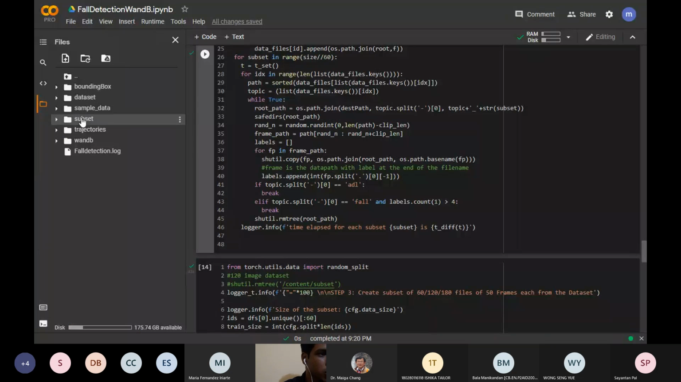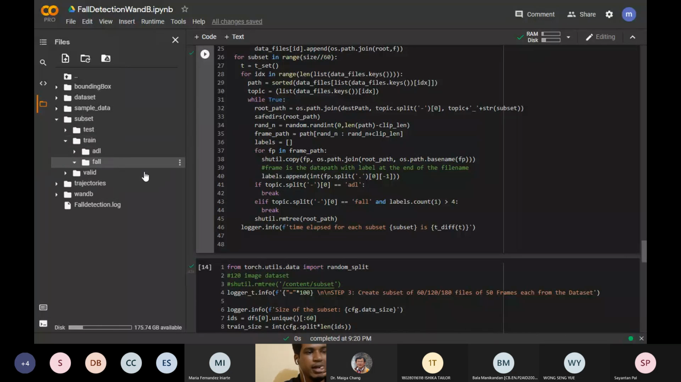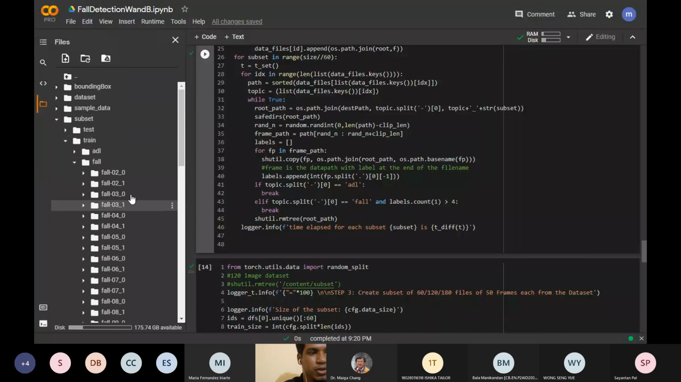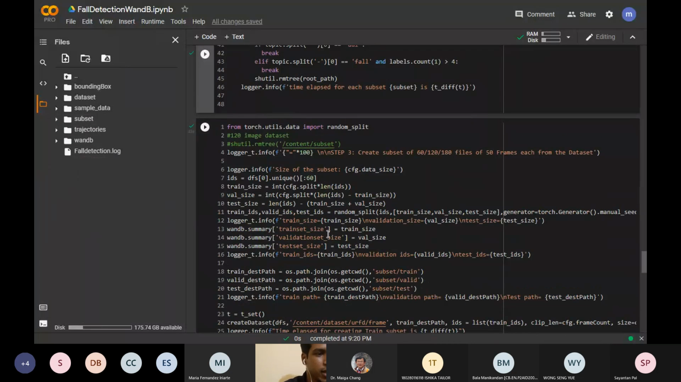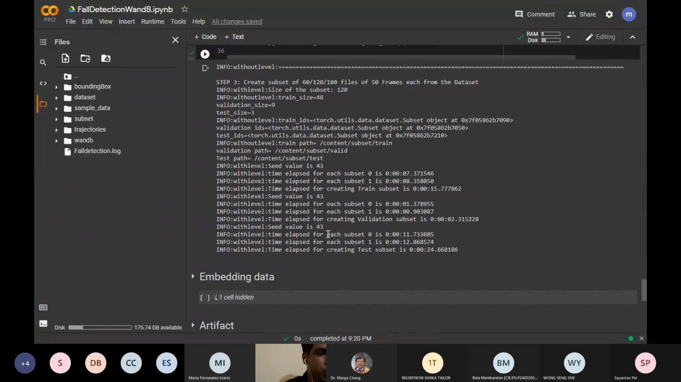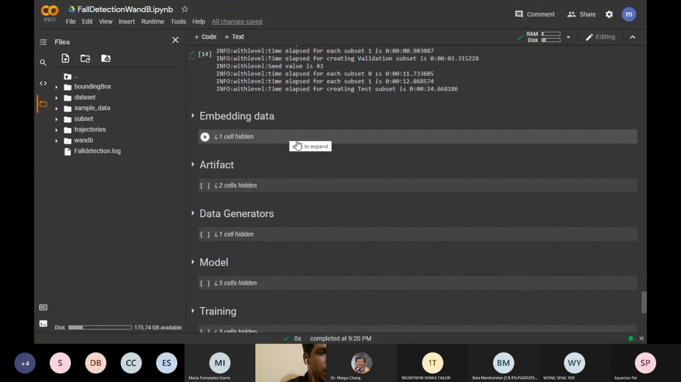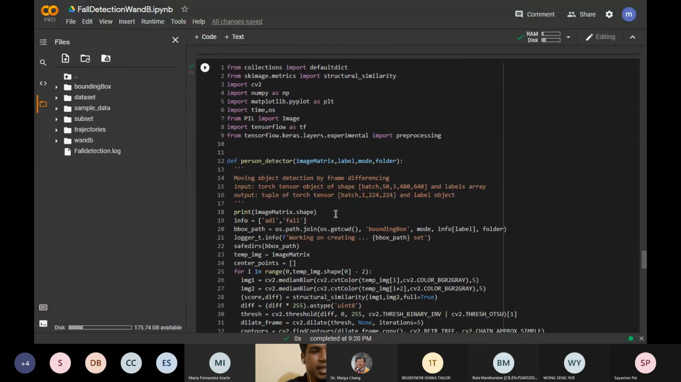Yeah, okay. So I'll store it in the subset folder, and I've already created the train and validation split. For each video, I'll be creating a different folder of 50 frames each. After that, the second stage comes in.